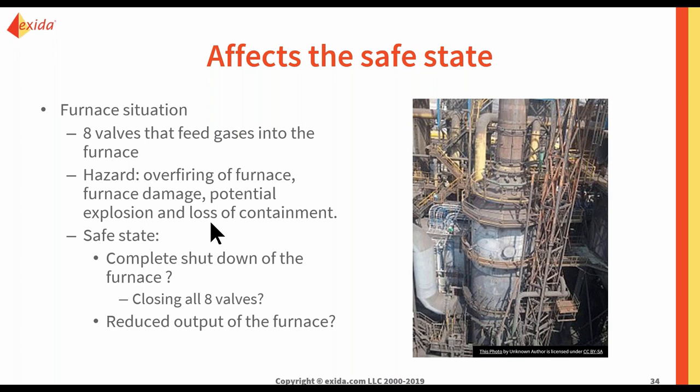So in that case, maybe it's just an overfiring of the furnace and some kind of operability issue for the operator. That might be the right consequence for this case, so the safe state that the SIF needs to achieve isn't to shut down the whole furnace, but maybe just to reduce the output of the furnace. And if you just reduce the output, do you actually need to close all 8 valves? Maybe you just need to close 1, or 1 out of 2 valves that feed the main fuel gas line into the furnace. That's how safe state can affect the number of final elements, the instrumentation that you need to choose, and also how you outlook the whole hazardous situation.